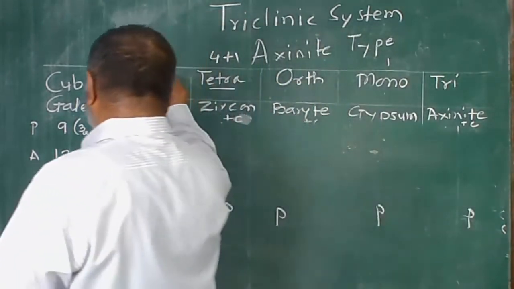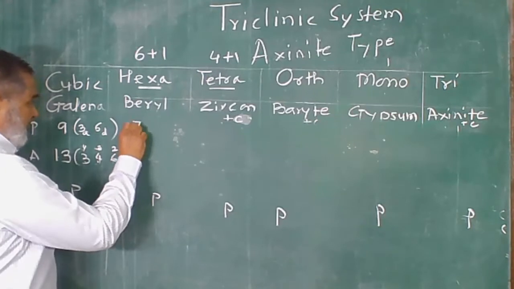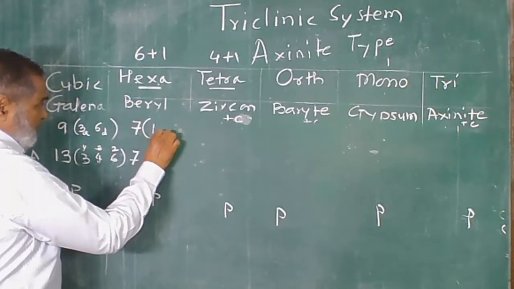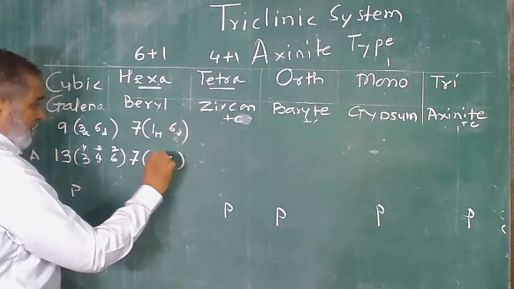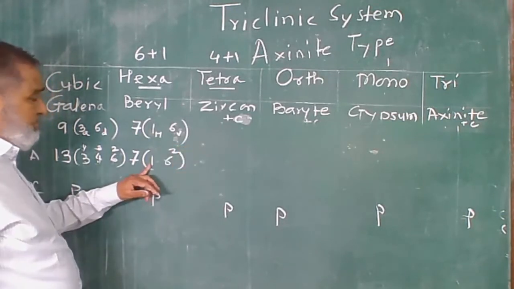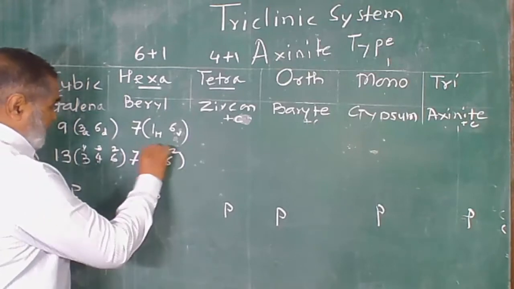Now the next one, hexagonal system. Hexa means 6, 6 plus 1. So here we get 7 planes and 7 axes as it is: 1 horizontal, 6 vertical. As it is, write down 1, 6. The rule says the higher number gives the minimum, that is 2. Now the minimum gives the maximum. What is the maximum? Here it is written, hexa. So 1 of 6, 4.